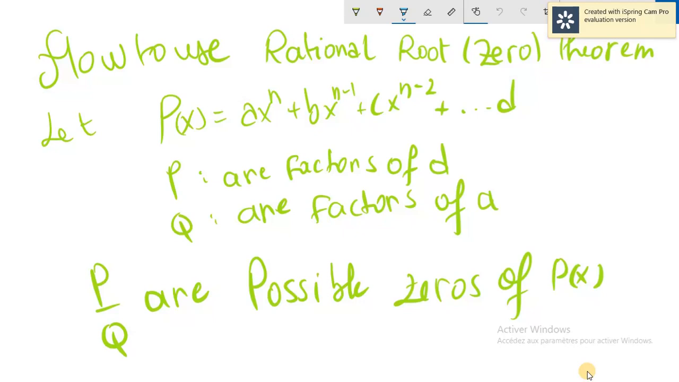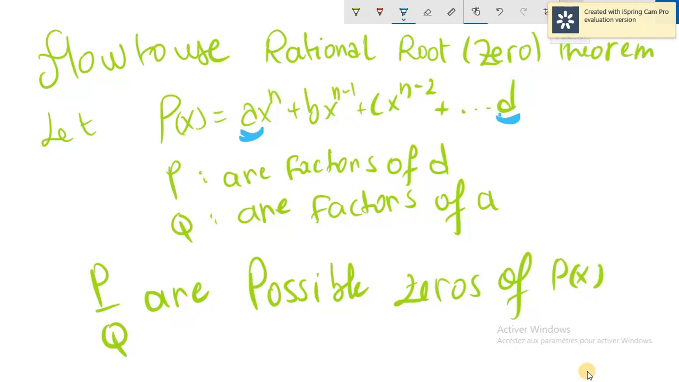Let P(x) be equal to ax^n plus bx^(n-1) plus cx^(n-2) plus, until the end, the last term, which is equal to d, a constant. So this is the general form of any polynomial function. Now, let's set p as the factors of d, which is this term here, and q as the factors of a, which is this term here. So the theorem says that p over q, the factors of d divided by the factors of a, are possible zeros of P(x).